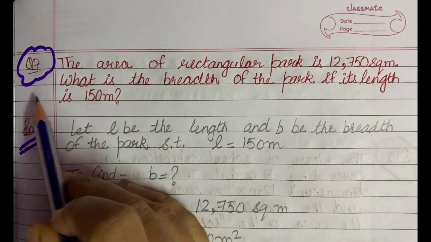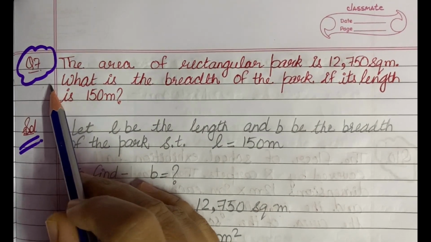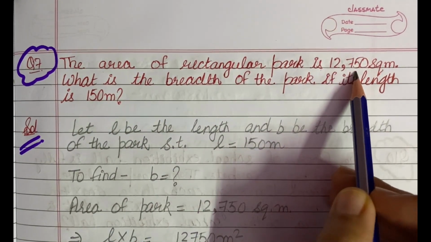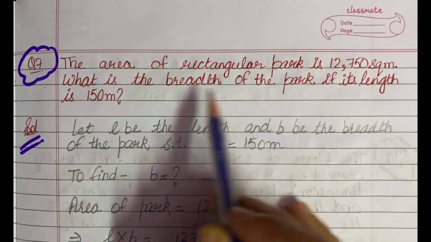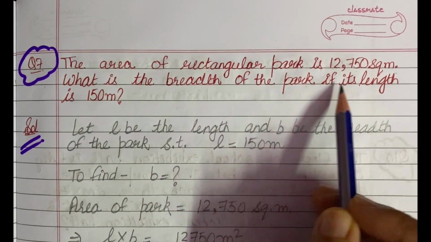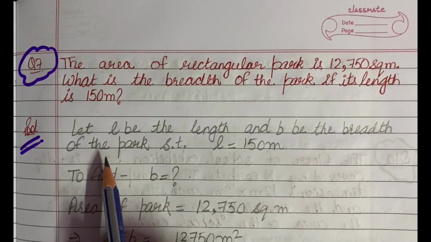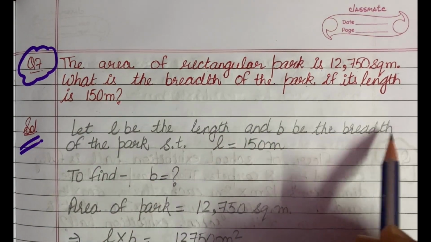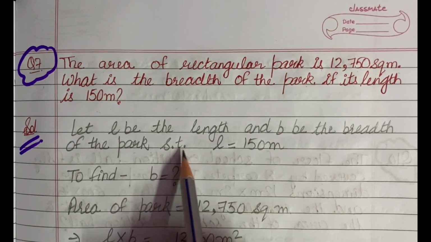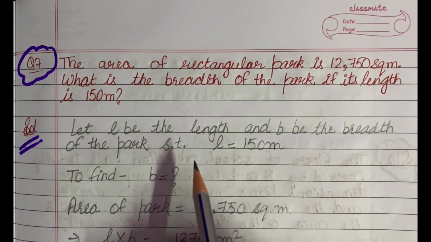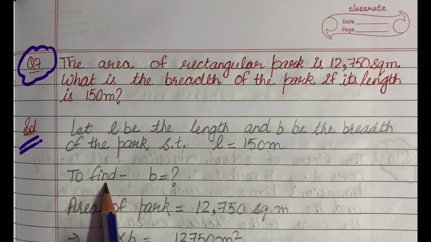Next is question number 7, and question number 7 says that the area of a rectangular park is 12,750 square meter. What is the breadth of the park if its length is 150 meter? Now in the solution, let L be the length and B be the breadth of the park such that L is equal to 150 meter. Now what we have to find out? We have to find the breadth. So that means we have to find B.